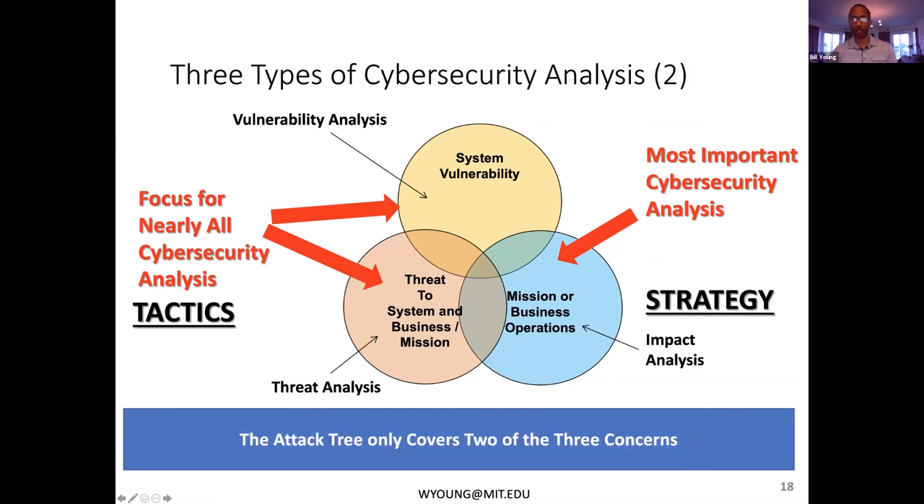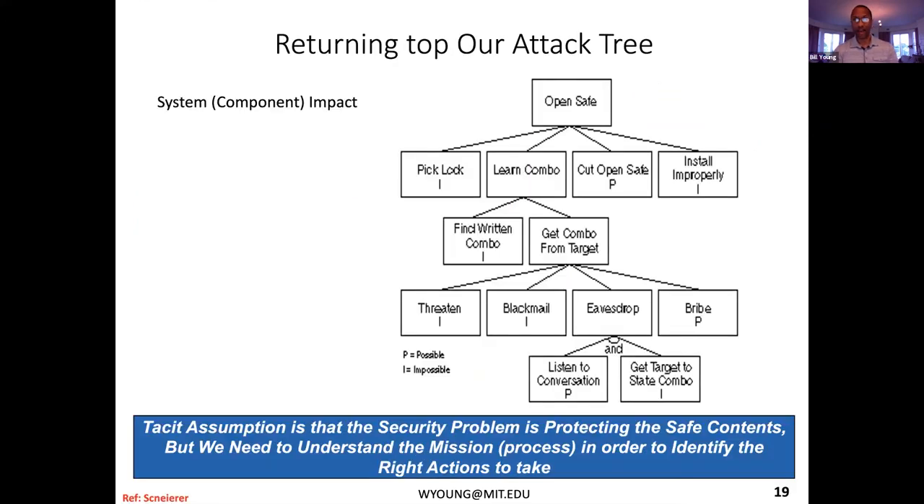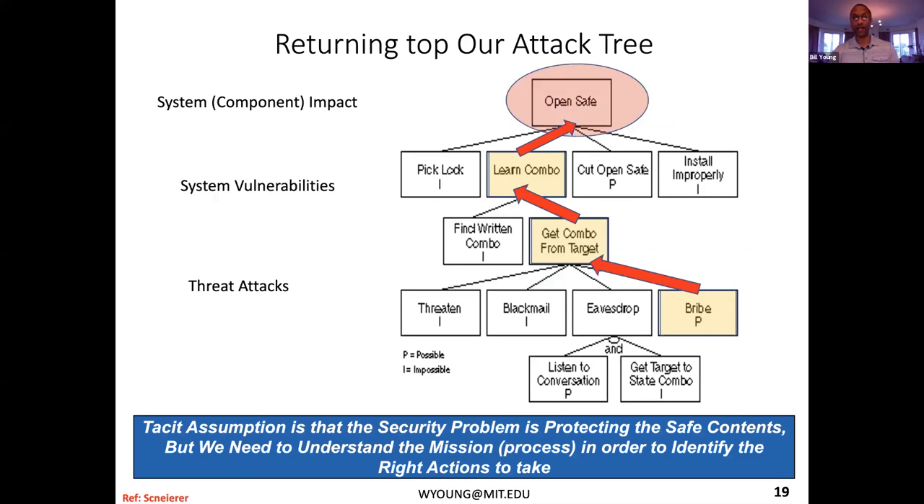And it's also important to note that the attack tree really only covers two of those three concerns. You've got the threat attacks, which I showed you earlier, are these paths, sometimes called attack paths. And then you've got the system vulnerabilities, which really are those top levels. But what's not discussed and what's not included is the impact to the mission. Not opening the safe, which is the attacker goal, but what's the mission impact if the safe is open? And that's the thing we want to start with. And then once we start with that, we might be able to alleviate whole classes of attacks. And we're going to talk about that.